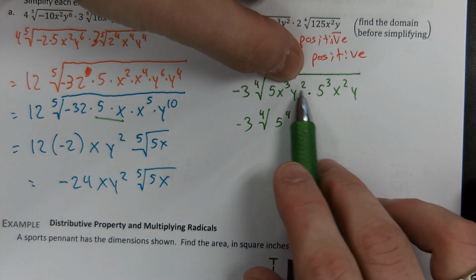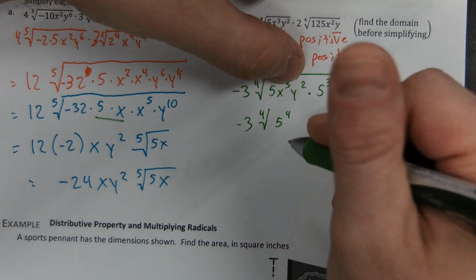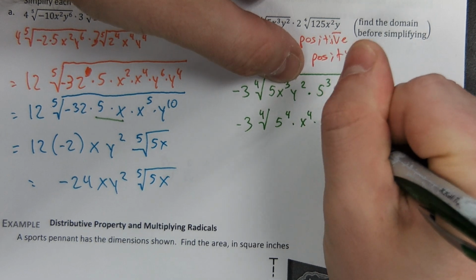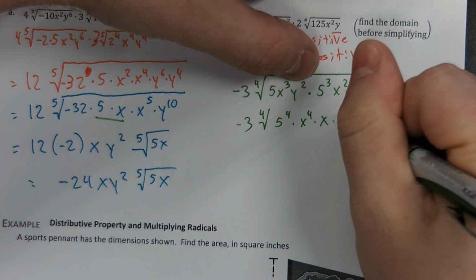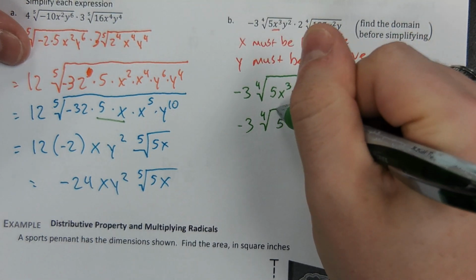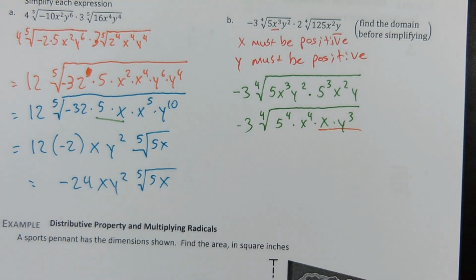So if this x were to steal one from here, instead of saying x to the third times x to the second, I could say x to the fourth times x. But your y's, there's only 3 of them. So no matter what, they're stuck inside. These two things are stuck.